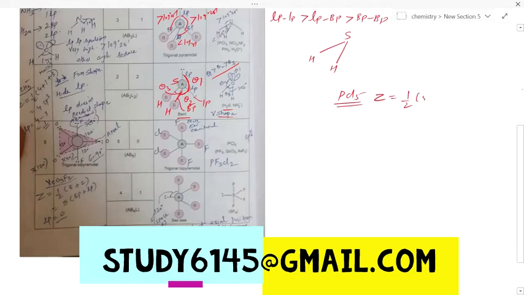Half into 5 plus 5. So Z is 5. Whenever Z is 5, the hybridization is sp3d. And the shape, just pay attention, it's trigonal bipyramidal.